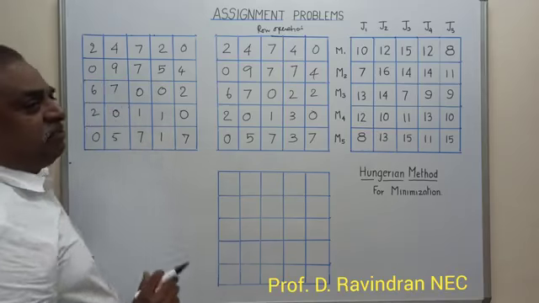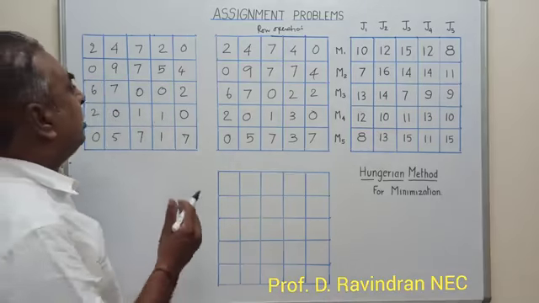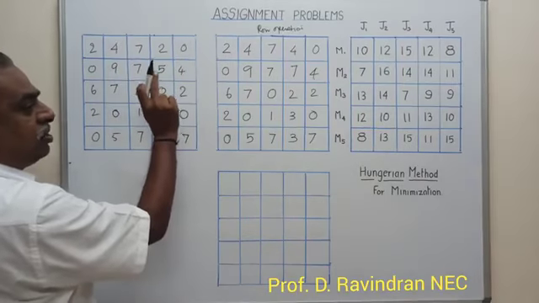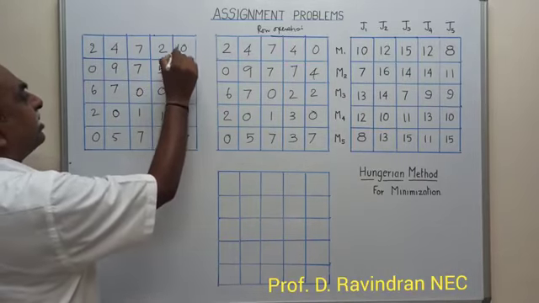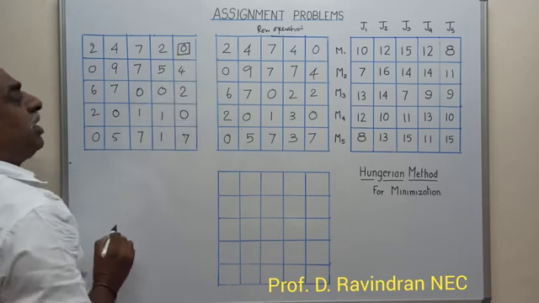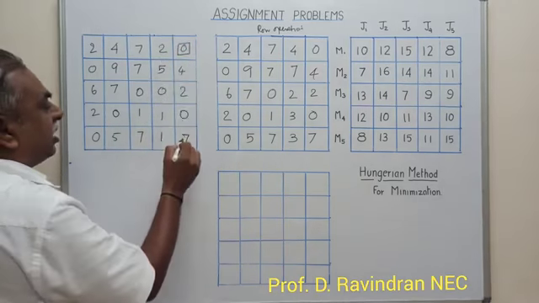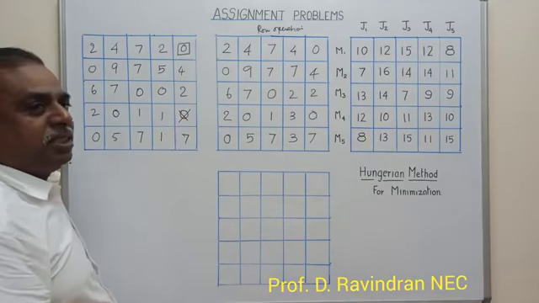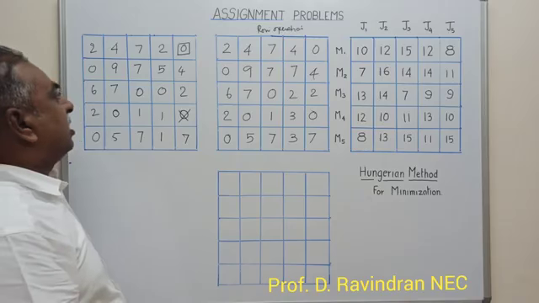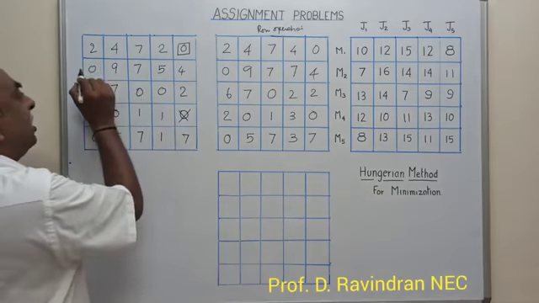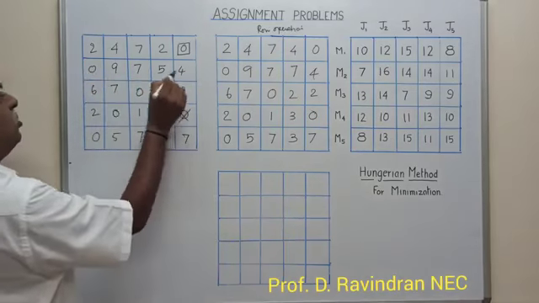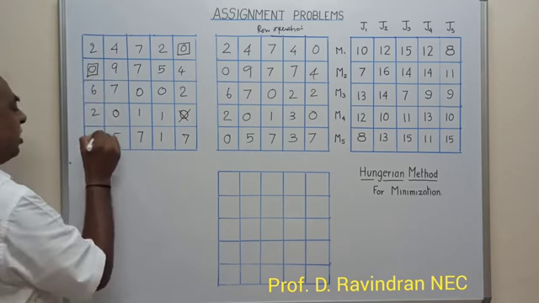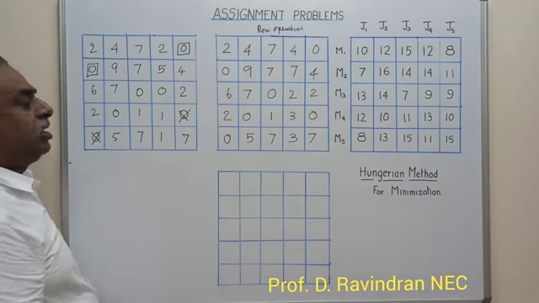In the assignment we have to follow a systematic procedure. In the first row, if a single 0 appears, we can make an assignment here. After making an assignment, we have to cut off the zeros present in the corresponding column. In the next row there is a single 0 available, so we can make an assignment here, and then we have to cut off the zeros present in the corresponding column.